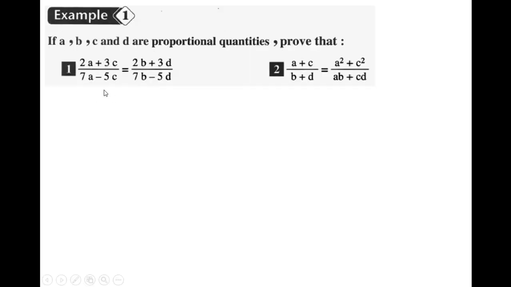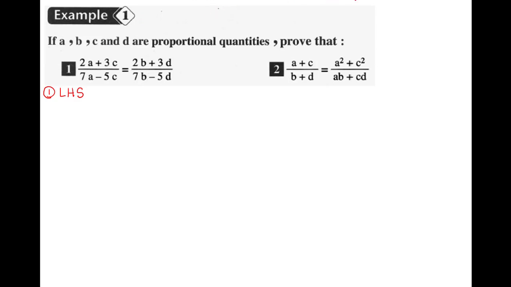Here, if we have A, B, C, and D as proportional quantities, prove that this is happening. Now, we're going to begin with number 1. First, when we see problems like this, we begin by solving the left-hand side first, and then the right-hand side, and see if they are equal. Now, what did he give me here? He gave me that A, B, C, and D are proportional quantities.